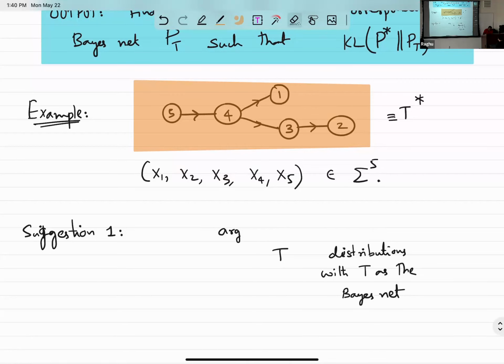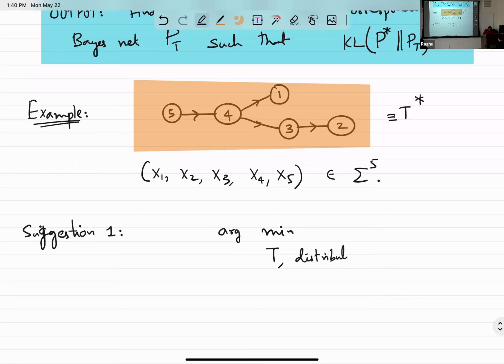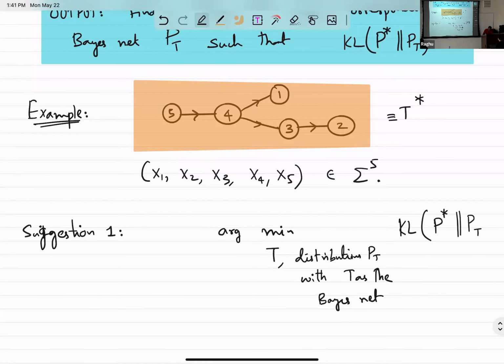Actually, maybe we should do min, right? We're trying to minimize the distance. So you have T and then distributions PT, with T as the Bayesian net, of the KL divergence between P star and PT. Okay, we would like to do this.